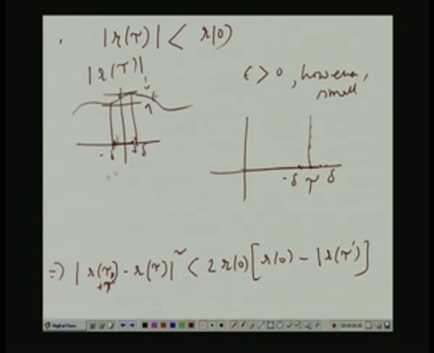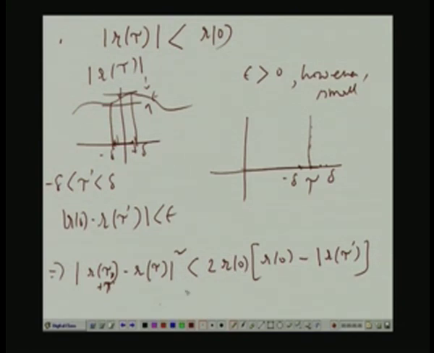That is, mathematically, for tau prime in the range, this is satisfied: the difference of R tau prime and R 0, the mod of that, will be less than epsilon. You can find such a delta, however small that neighborhood may be. Now, it is given. That means, from this inequality I can see that the right hand side is less than epsilon, and epsilon can be made very small. So this product also can be made very small. So that means the left hand side also can be made arbitrarily small.